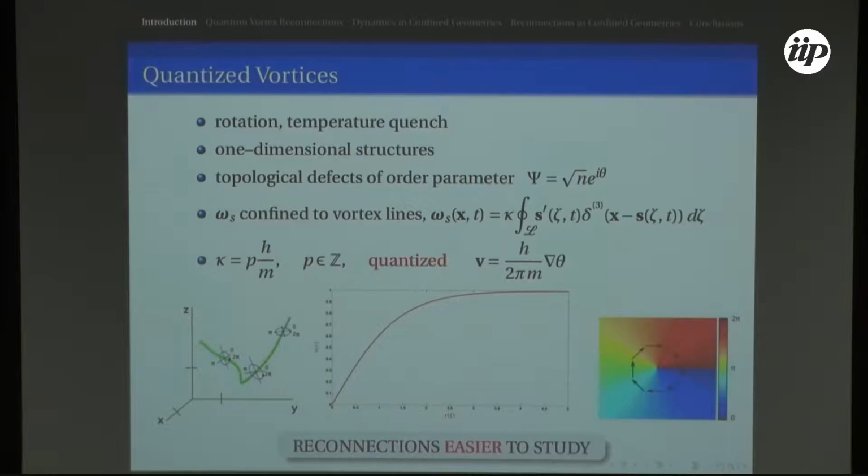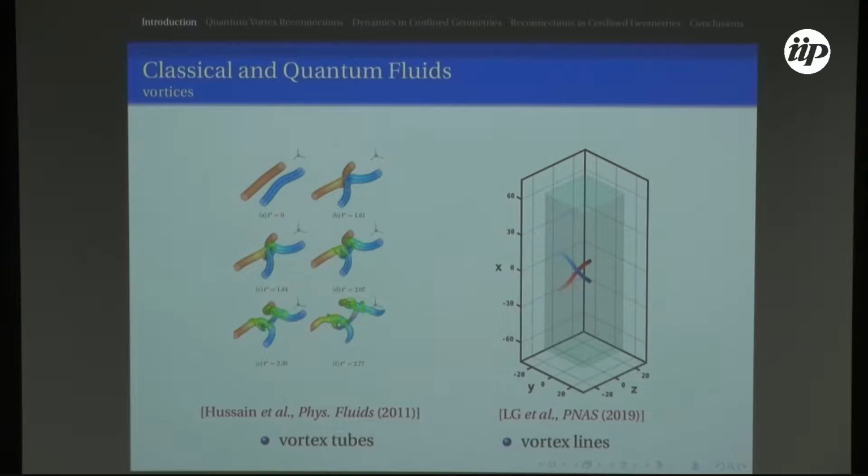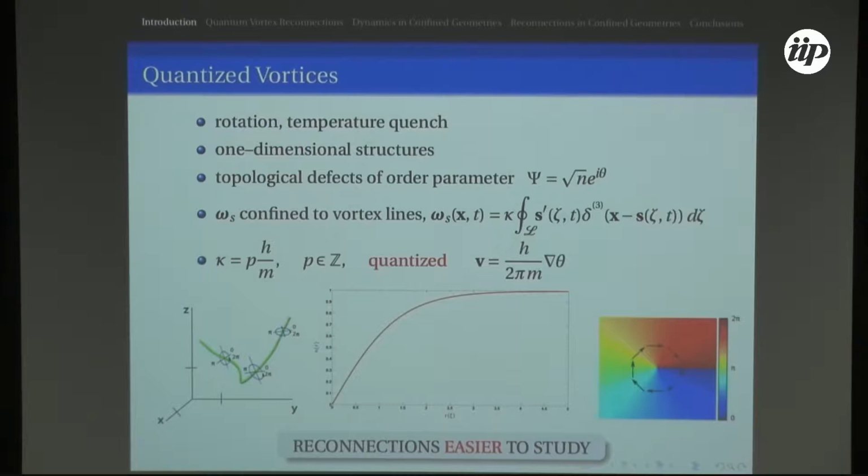So the claim here is that, instead of reconnection in classical fluids, where you have seen these bridges due to secondary vorticity being created, in quantum systems vortex lines are effectively one-dimensional objects, and so the reconnections are well-defined, and they are dramatic and isolated events. So the claim is that we will study reconnections in quantum fluids because, in a certain sense, it's easier to study them in these systems.